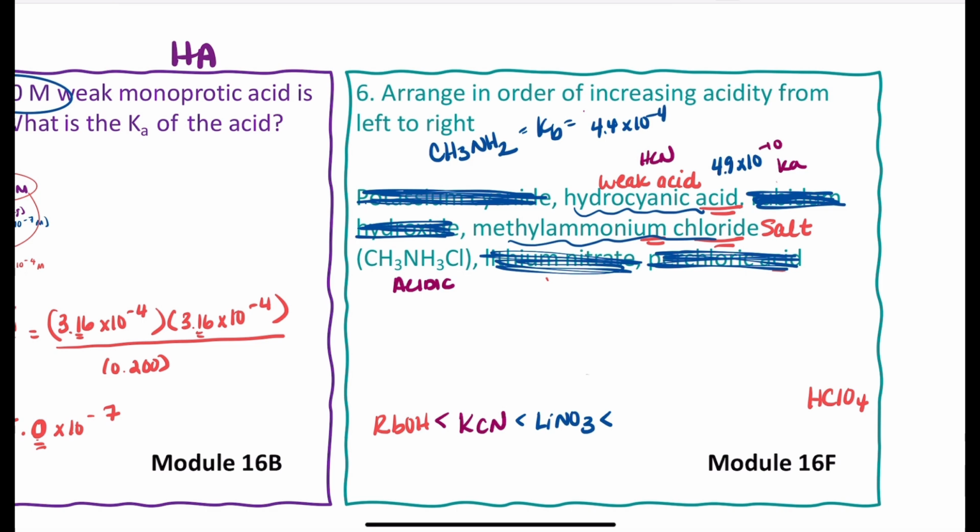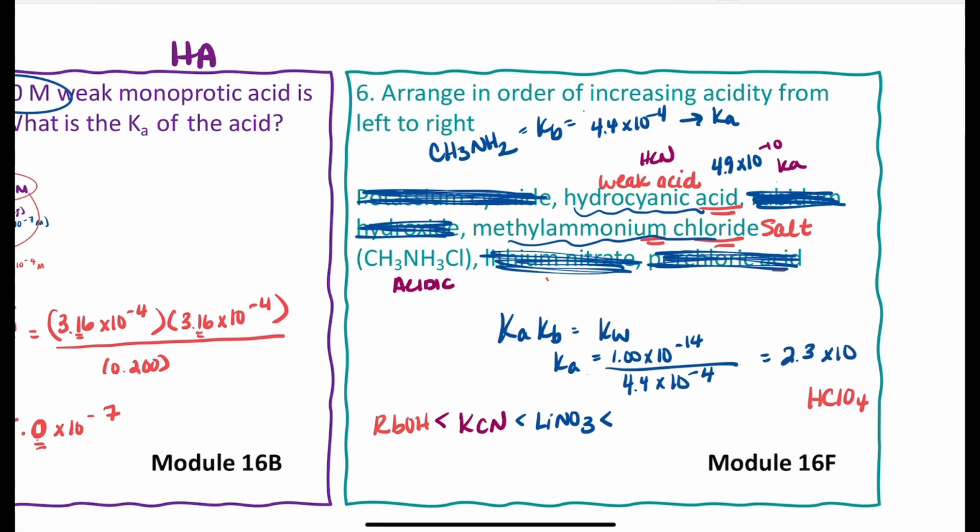Okay. Remember, Ka times Kb equals Kw. I don't care which one you convert them to. I'm going to convert both to Ka. So I'm going to find the Ka here. So 1.00 times 10 to the minus 14 divided by 4.4 times 10 to the minus 4 gives me a value of 2.3 times 10 to the negative 11 for the Ka here.